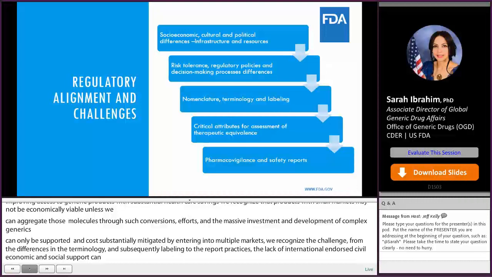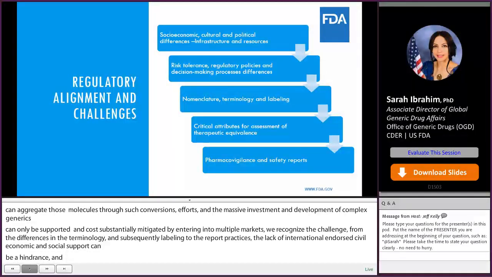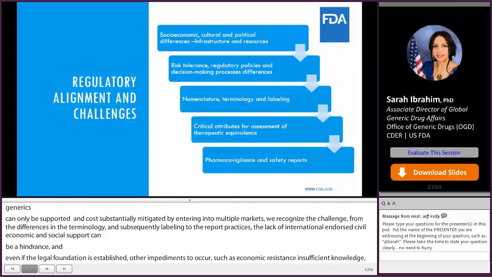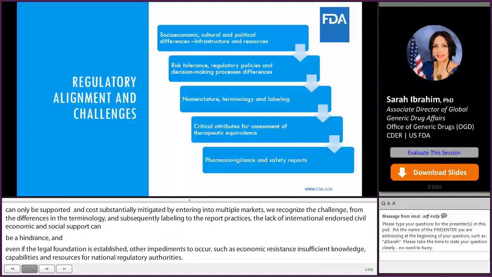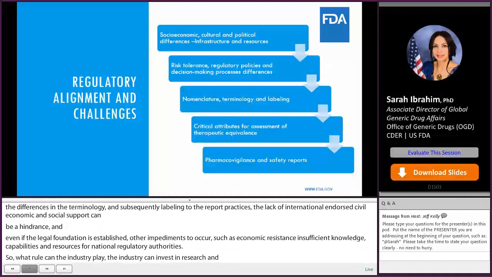So what role can industry play? Well, industry can invest in research and development, participate in ICH expert working groups, share relevant data on regulatory and scientific challenges, provide useful input into ICH discussions and other platforms for regulatory negotiations, and assist in addressing challenges for harmonization of standards.